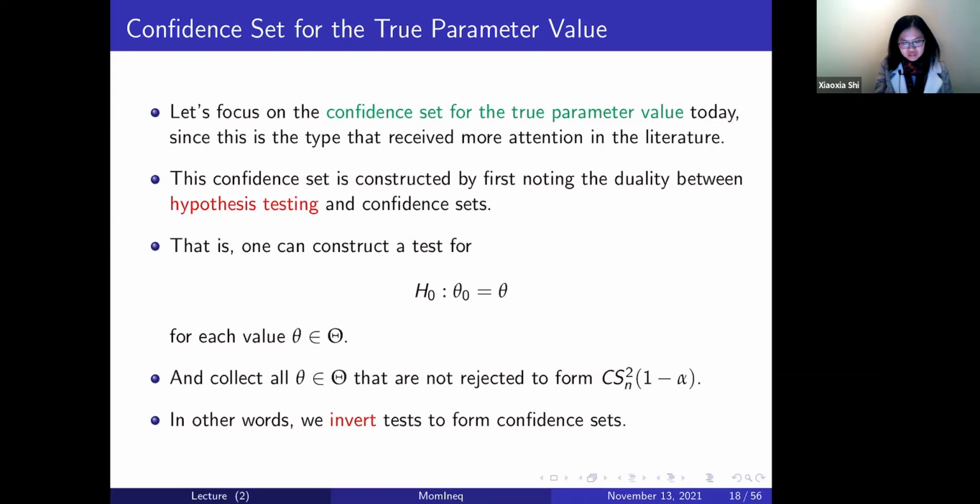Constructing such a confidence set is done by test inversion. I think everybody here knows how to do test inversion, but I would just go over it anyway. What one does is construct a test for the null hypothesis that the true value equals a given hypothetical value theta.